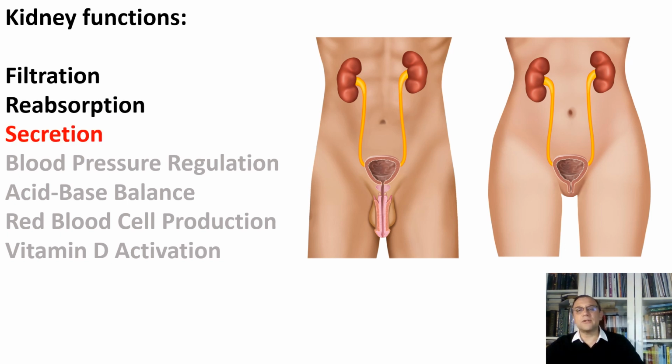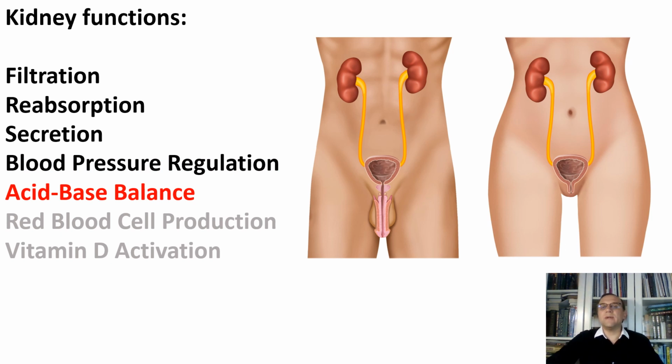The kidneys also secrete certain substances such as hydrogen ions and various drugs into the urine. This helps in maintaining the body's acid-base balance and eliminating potentially harmful substances. The kidneys play a crucial role in regulating blood pressure. They produce a hormone called renin, which helps control blood pressure by influencing blood vessel constriction and fluid balance.